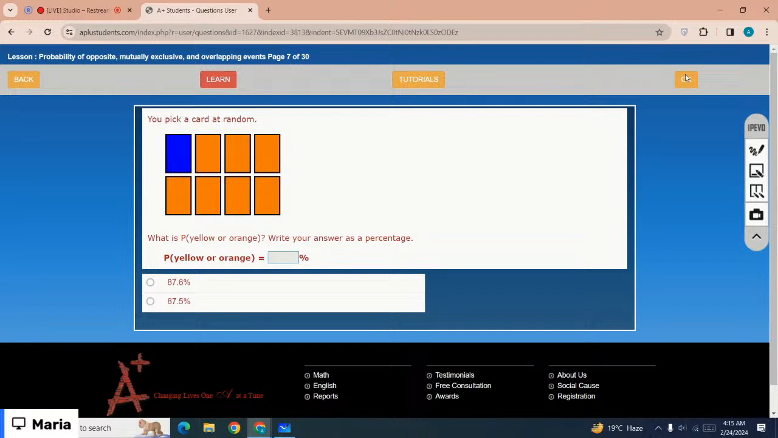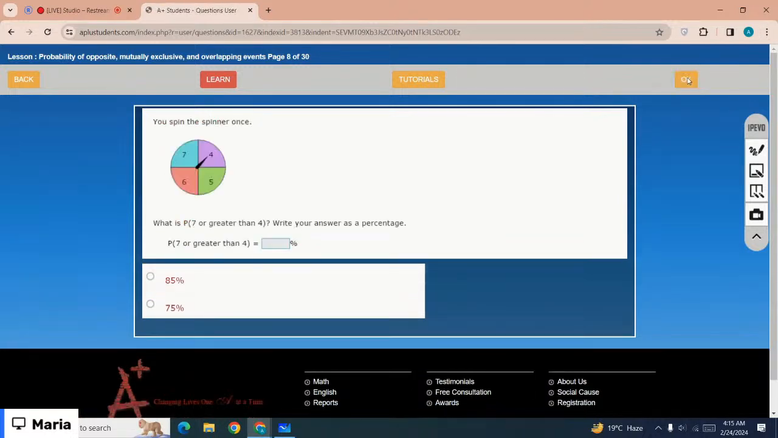That is 7 over 8, because you don't have any of the yellow, right? So orange, you have 1 2 3 4 5 6 7 of the 8 are orange, so that is 87.5%, right? The probability for yellow is 0, so you just need to calculate the probability of orange, that is 87.5%. Yes, that is option number 2. Very good.